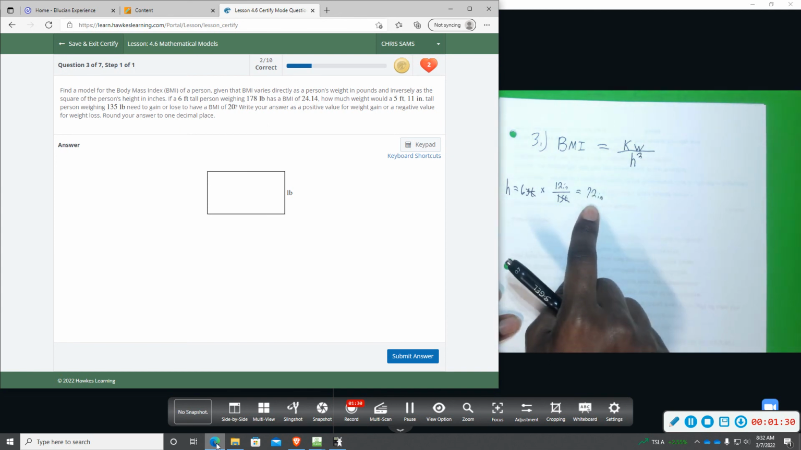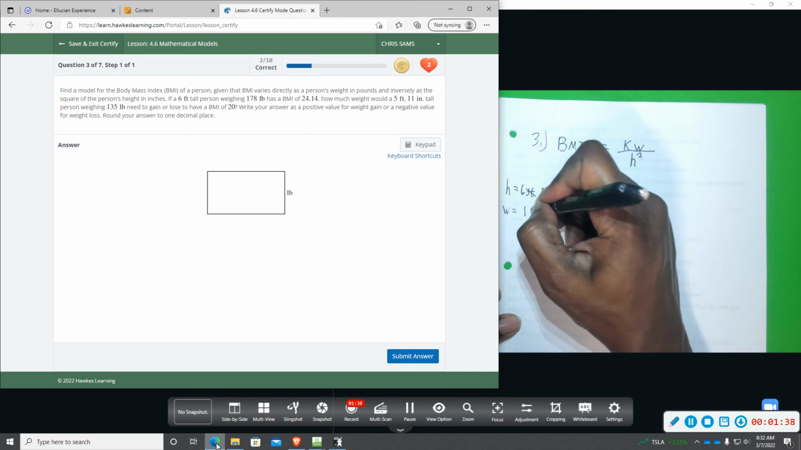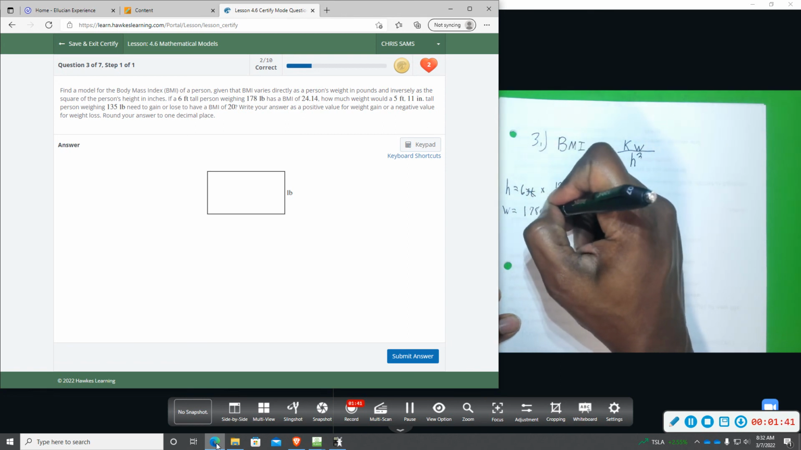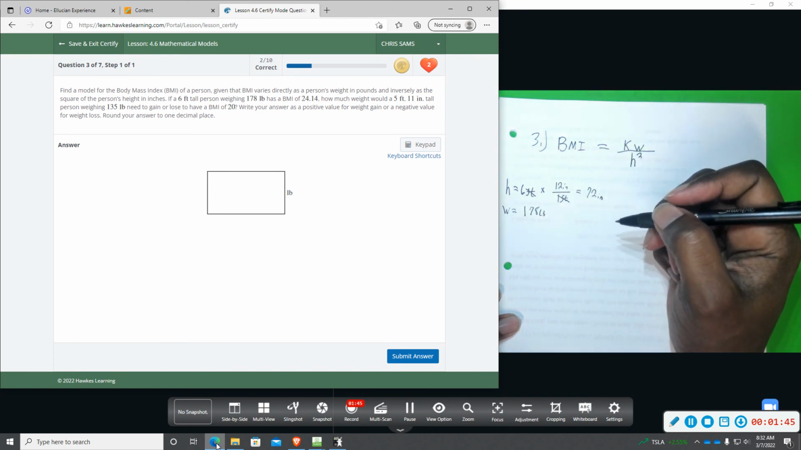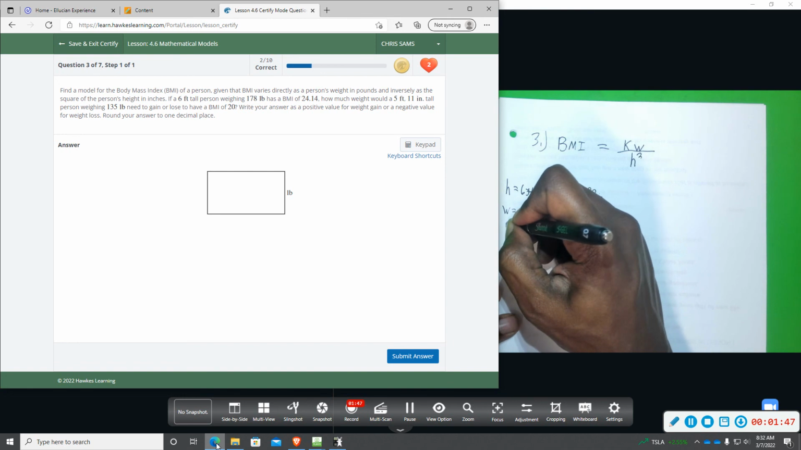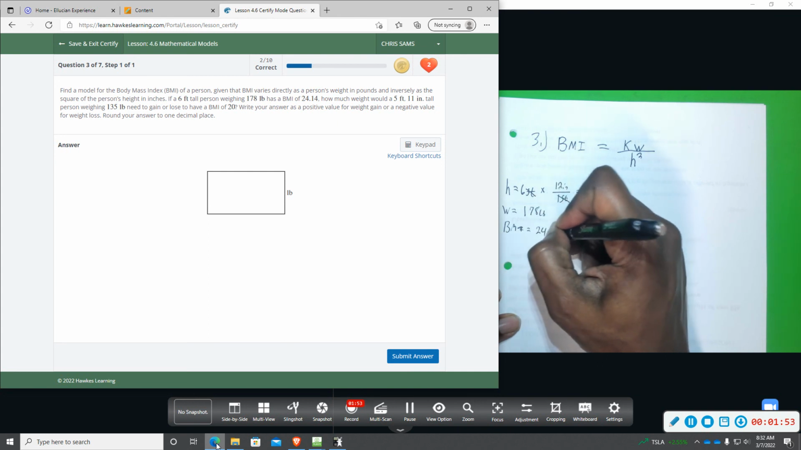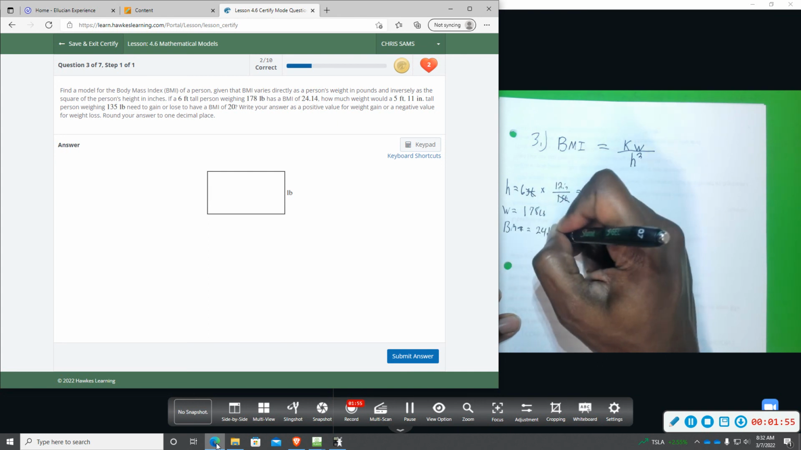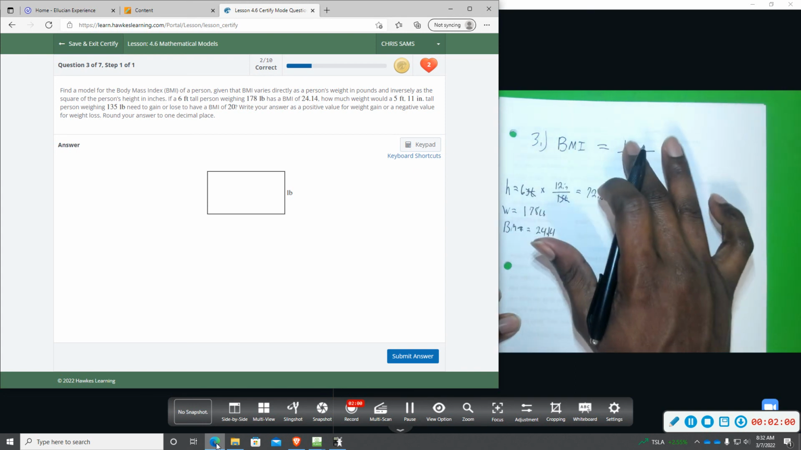And then if we continue reading, the person weighing 178 pounds, so W equals 178 pounds, and that is the correct units there, and then has a body mass index of 24.14. So BMI equals 24.14. Okay, so I'm going to plug in all this information here, and we're going to be able to figure out K.